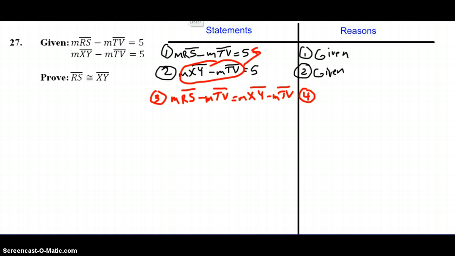I've actually substituted, so that was step 3. I've substituted this expression in place of 5, so that is substitution. And I used steps 1 and 2. I'm going to cross those off because I've used those.